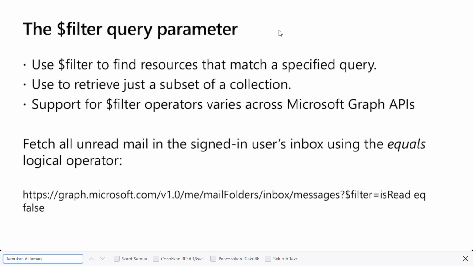There's also a filter query parameter. Here you're going to be able to filter down the information to a very specific set. So typically this is when you want to find resources that match a specific query. You'll use this to retrieve just a subset of a collection. And obviously we support various operators across the Graph APIs. So here's an example where you're going to fetch all unread email in the signed in user's mailbox using the equals logic operator.